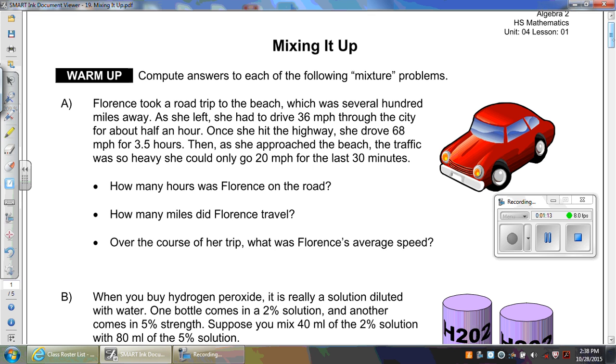And for the first one, we're going to compute the answers to each of the following mixture problems. So who would like to read first? Okay, Andrea, go ahead. Read the first problem.